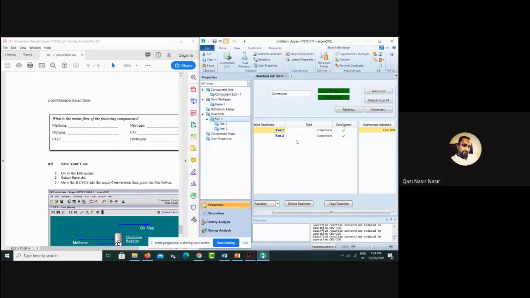For example, if you have a third reaction which is not a conversion reaction but a kinetic reaction, then for the kinetic reaction you need to create another set. Every set has a certain group of reactions. This set has only conversion reactions, so you can rename it if you want. If you have many reactions inside your system and want a clear idea of what each is, you can create separate groups and rename them according to your needs. But in this one, I keep it as default. So Set-1 is basically a group that contains both reactions.